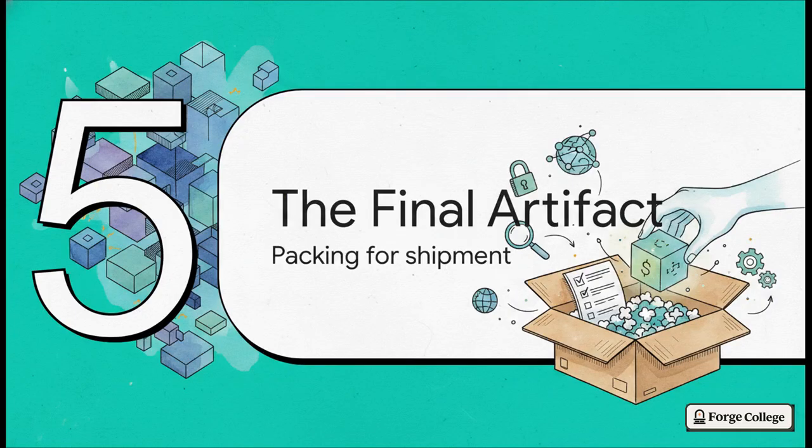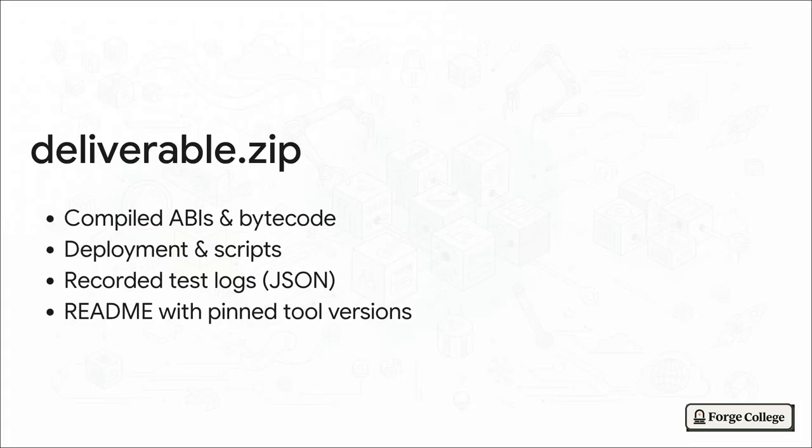Which brings us to our last step, section 5, the final artifact. This is where we prep the product for shipment. We've built it, we've meticulously verified it, and now we ensure absolutely every single piece is accounted for in the box before we hand it off to the reviewer.